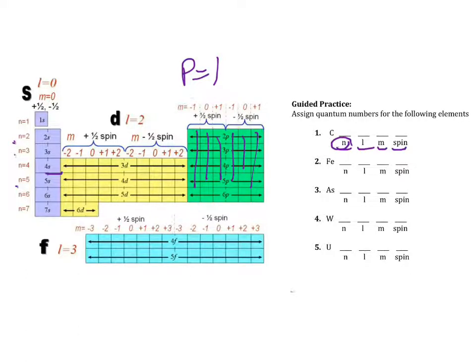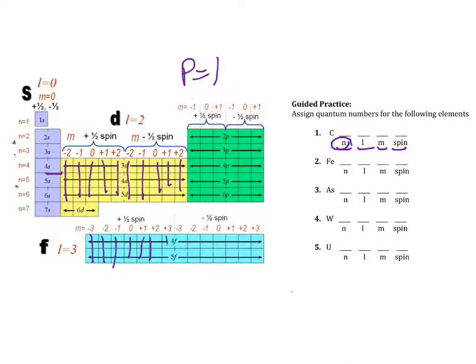Now notice how the d orbitals are the same thing, except the d orbitals start with -2, -1, 0, 1, 2, -2, -1, 0, 1, 2. You can see that it starts with -2, it counts up to 2, and then it repeats itself. And then the F block is the same thing, except it starts with -3. So it goes -3, -2, -1, 0, 1, 2, 3. And then it repeats itself, -3, -2, -1, 0, 1, 2, 3.